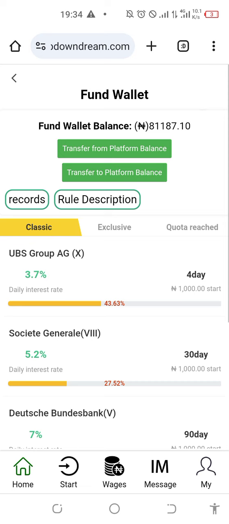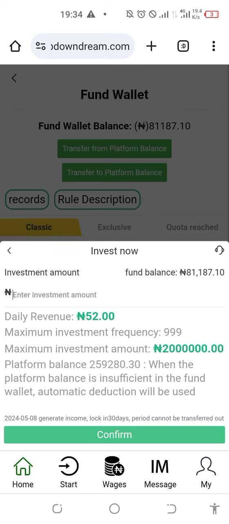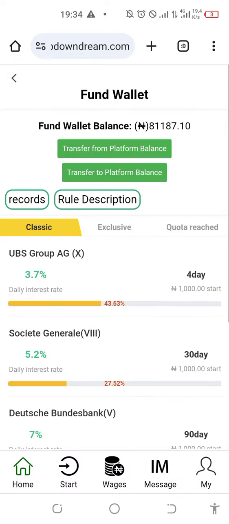Now let's use Societe Generale. Societe Generale is saying 5.2%. If I put 10,000 naira, the minimum is 1,000 naira for 30 days. The tenure period is 30 days, meaning that at the end of 30 days, I will get my capital and I will get my profit. Both my capital and my profit will reflect where?